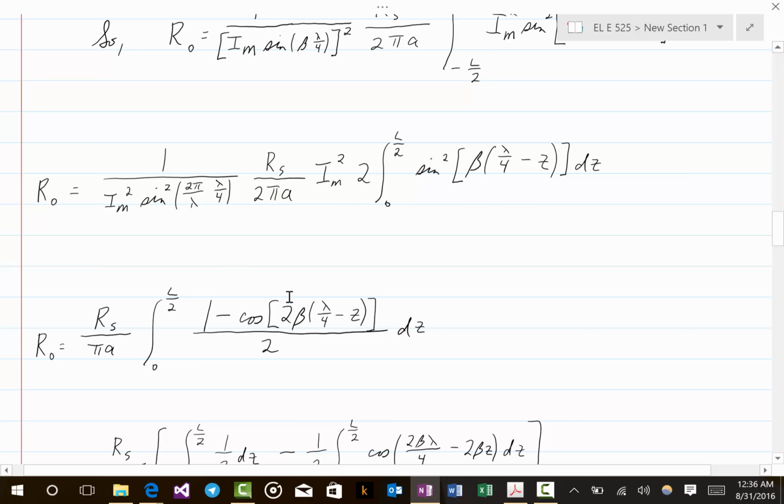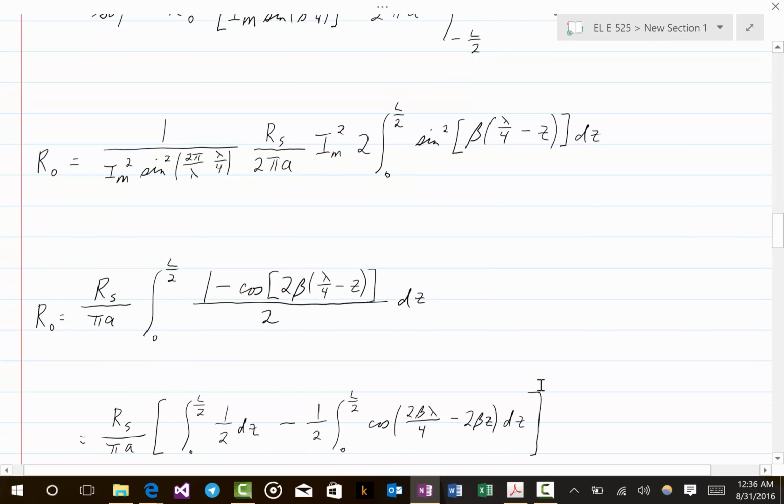And then here we'll have the integral from 0 to L over 2. Now, an identity that you might remember from trigonometry is that the sine squared of x is 1 minus cosine 2x over 2. If you don't remember that very well, it's easy to derive, because we have cosine of 2x is equal to cosine squared x minus sine squared x.